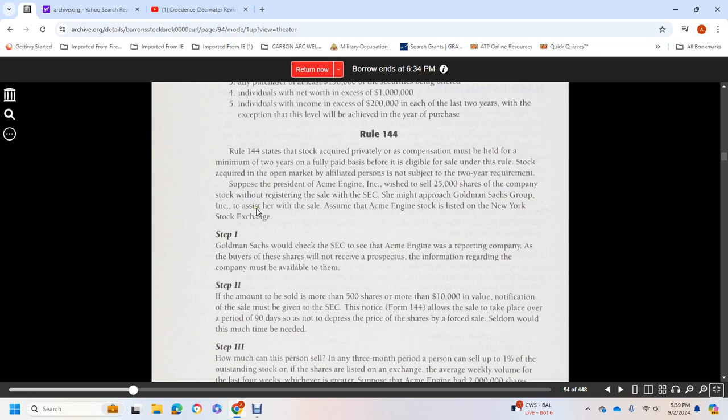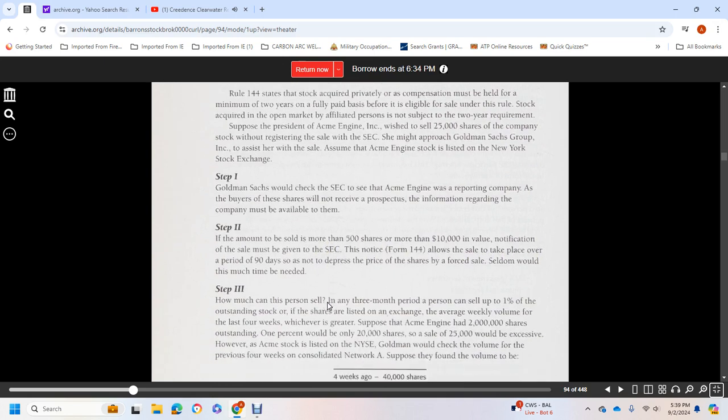Step 2. If the amount to be sold is more than 500 shares or more than $10,000 in value, notification of the sale must be given to the Securities and Exchange Commission. Notice on Form 144 allows the sale to take place over a period of 90 days, so as not to depress the price of the shares for sale. Seldom would this much time be needed.